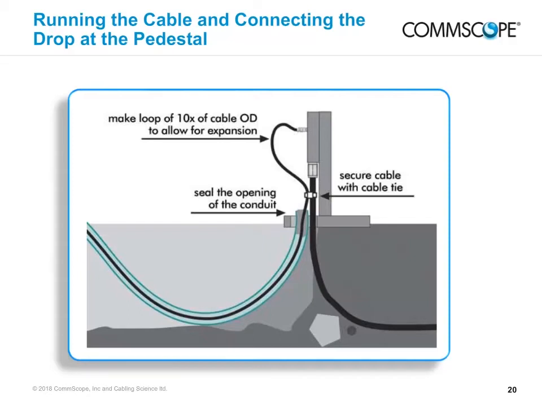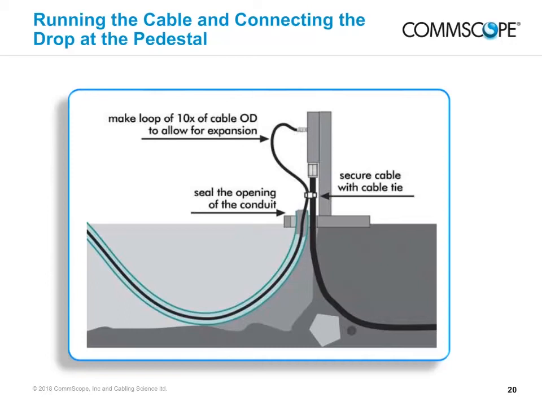If you are trenching the installation, dig a trench of the correct depth from the pedestal to the attachment point on the residence. After the cable has been placed, connectorize the cable per the instructions. Once the cable is connectorized, attach it firmly to the tap. Leave a loop of cable 10 times the outer diameter of the cable to allow for expansion and to leave extra cable should reconnectorization ever be required.